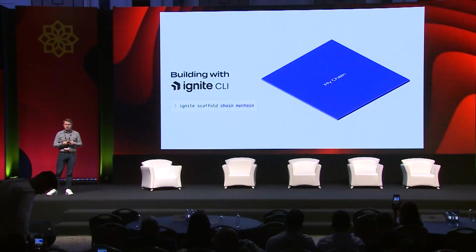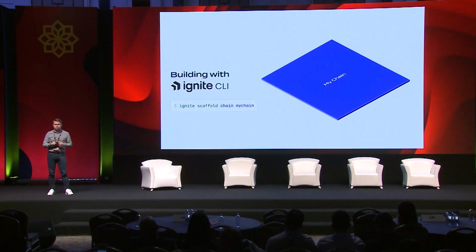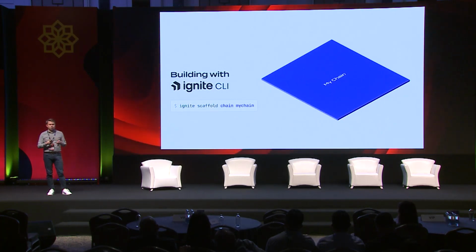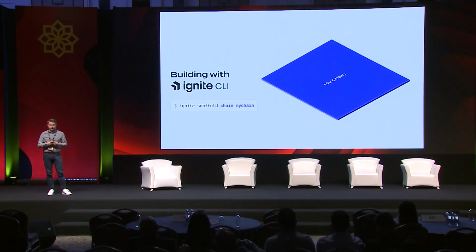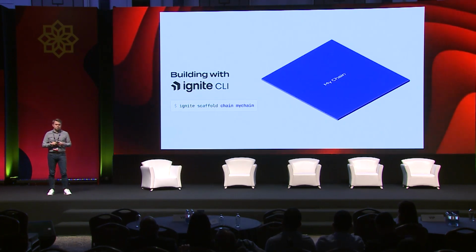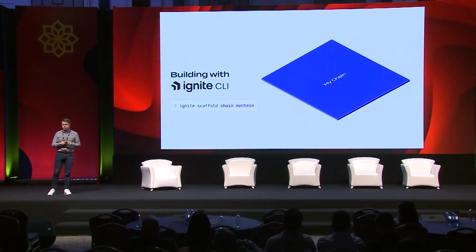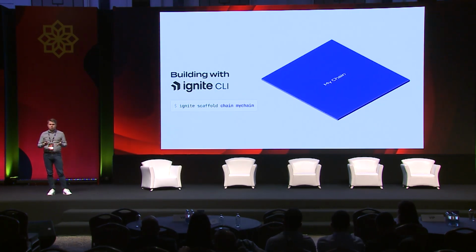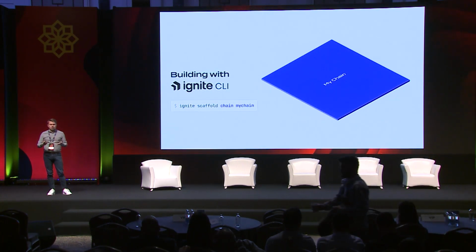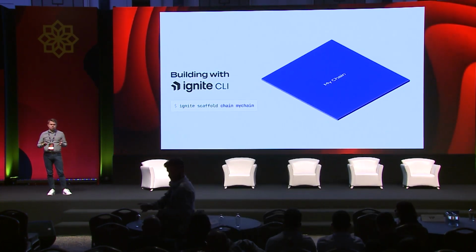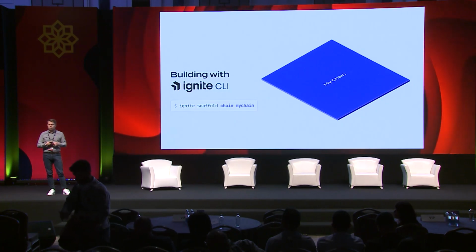So let's try using Ignite CLI. With just one command, you install it. It's a single binary in your machine, and you can run Ignite scaffold chain, my chain, and you get a brand new blockchain on your machine. So that's cool. It includes staking. It's a proof of stake blockchain. It includes bank module, a governance module, and many other standard modules for working with NFTs, for example.